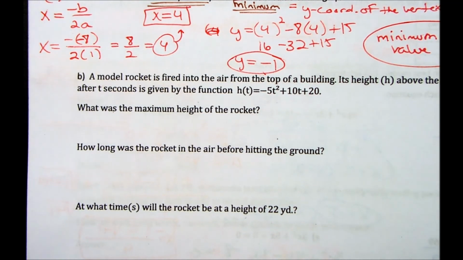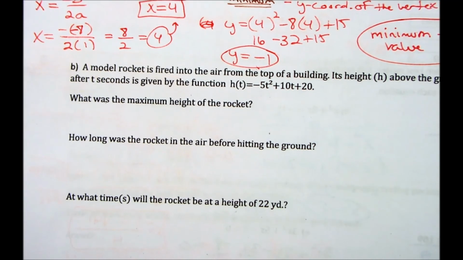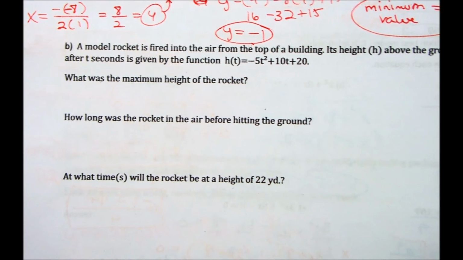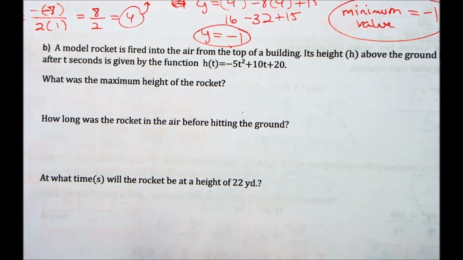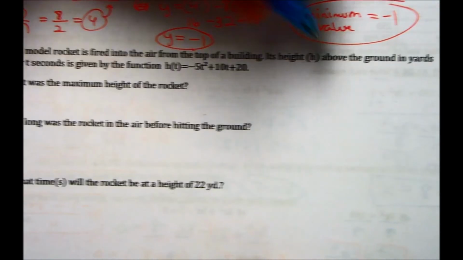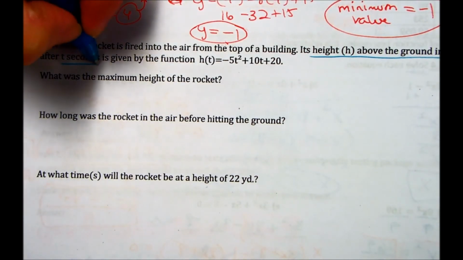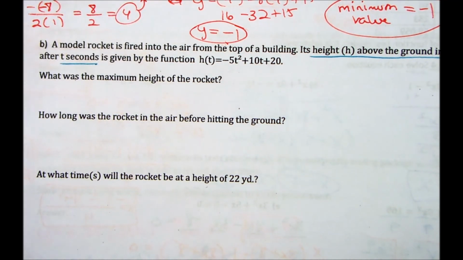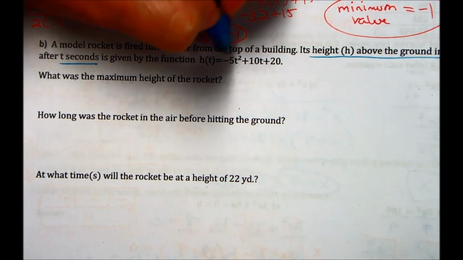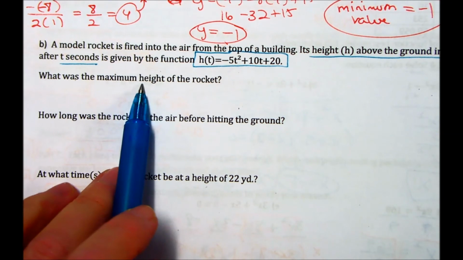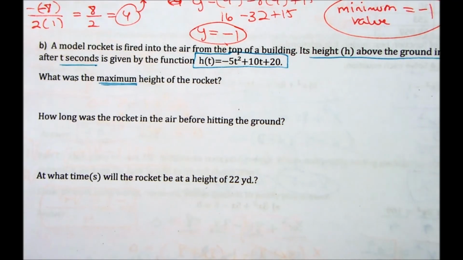All right, then we have one more problem to go. And this one is a little bit more complicated. We have a model rocket that is fired into the air from the top of a building. The height h above ground, in yards, and t represents the seconds, is given. So rockets do go up pretty fast, and this is our equation. They want to know what the maximum height of the rocket is.